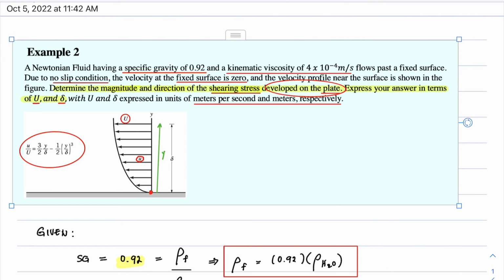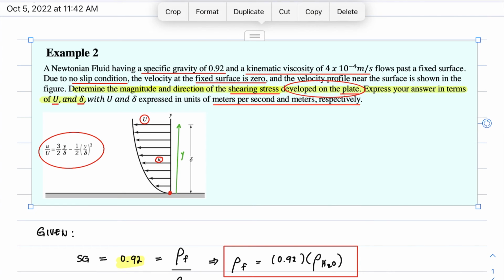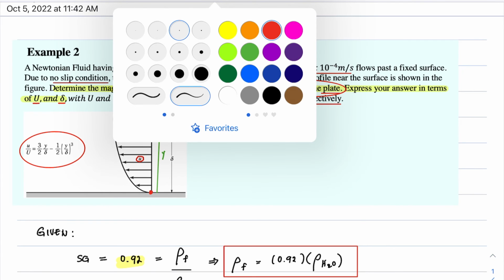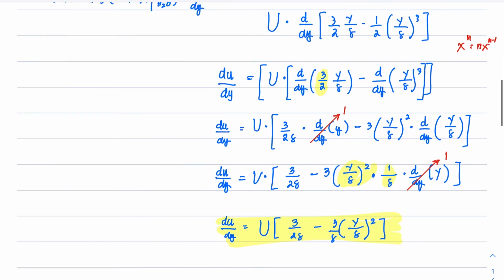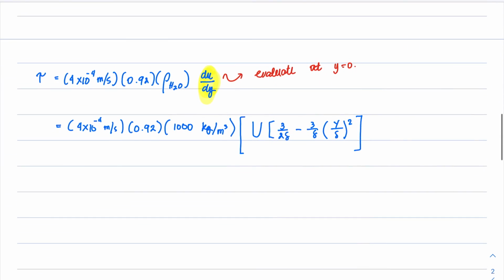So, where is the plate? The plate is actually here. This is your plate. Oh, it's moving. This one here is your plate. That's your plate. And what is the value of the height y? That is 0. Therefore, on our velocity gradient, we need to evaluate it at y equal to 0.